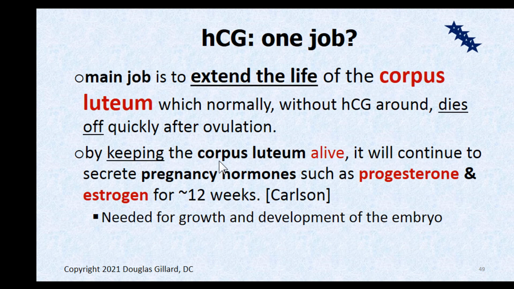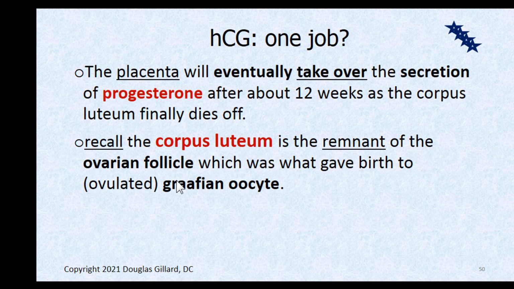So the HCG keeps the corpus luteum alive. It extends the life of the corpus luteum, so the corpus luteum secretes progesterone and estrogen. One of the trick questions is, do syncytiotrophoblast cells secrete progesterone and estrogen? No, they don't. Maybe indirectly they do, because they keep the corpus luteum alive, which secretes the estrogen and progesterone. So watch out for that question. Okay, and then the placenta will actually eventually take over progesterone and estrogen secretion later on.